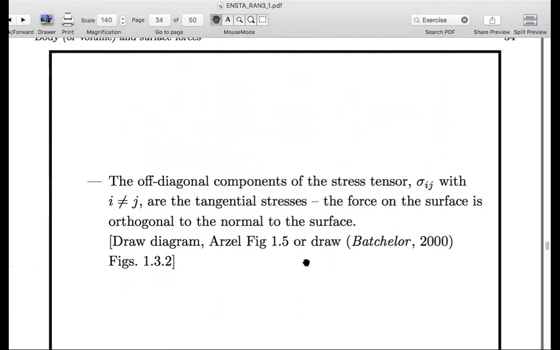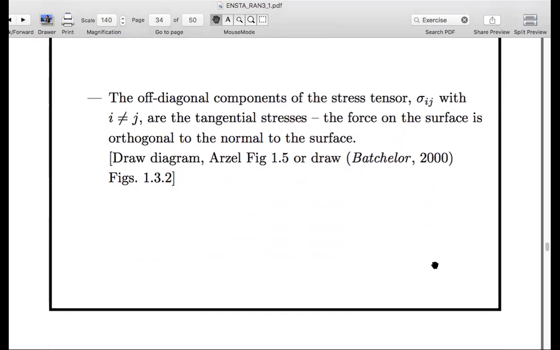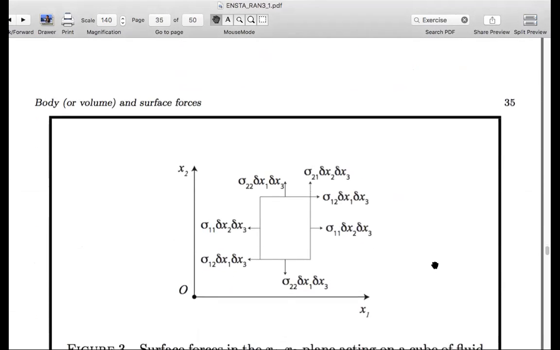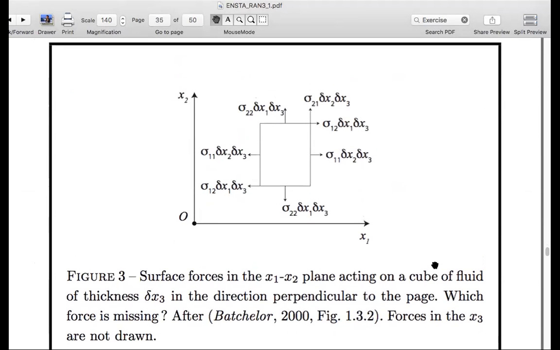And then normally I would show you this figure from Batchelor's book. But I decided to draw it out for you yesterday so that I could show it to the people at home.